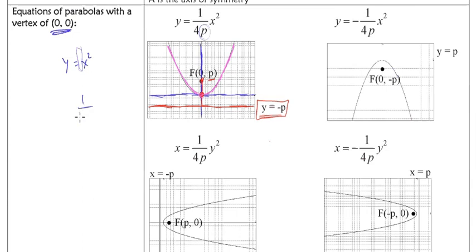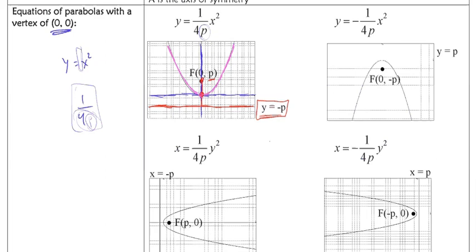If it's 1 divided by 4p, to make this whole value equal to 1, whatever this p-value is needs to make this denominator equal to 1. So p would actually be 1/4. It's quite close, the focus is to the vertex. All right, so let's look at the rest of these.